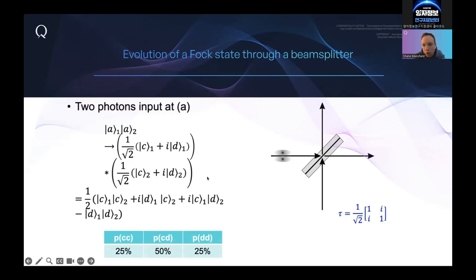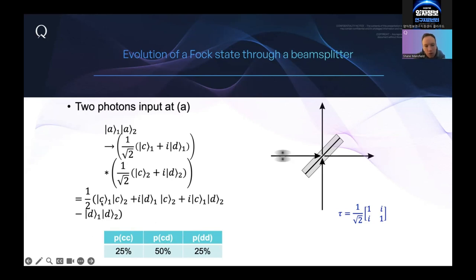Well, for each of them, we're just applying the same unitary matrix, right? Each of them goes through the same physical component, and so it needs to be evolved through the same matrix that describes that component. And so what you end up with is just twice the same expression, the 1/√2 (C + iD). So this is what I was describing in words on the previous slide. If we multiply this out, the star here is a tensor product, we end up with 1/2 as the factor on the outside, whereas before it was 1/√2.